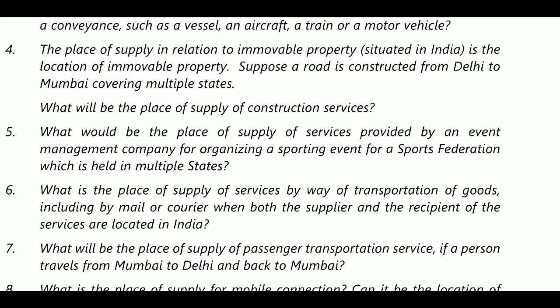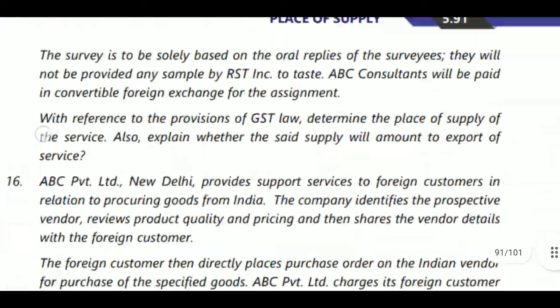In case of admission, it will be the event location. In case of organizing, if it is B2B, then the location of the recipient. If B2C, the event location, where the event is held. In case of section 13, whether admission or organization, there is no bifurcation. The event location will be taken as the place of supply. So in our fifth question, what is there?